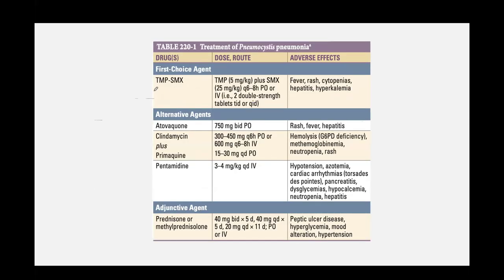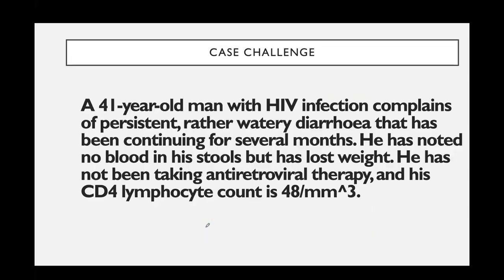Again, trimethoprim-sulfamethoxazole, 5 milligram per kg of trimethoprim, 25 milligram per kg sulfamethoxazole. We give it around every 6 hours per oral. Alternative agents are your atovaquone, clindamycin with primaquine, pentamidine. Adjunctive agent can be prednisolone or methylprednisolone.